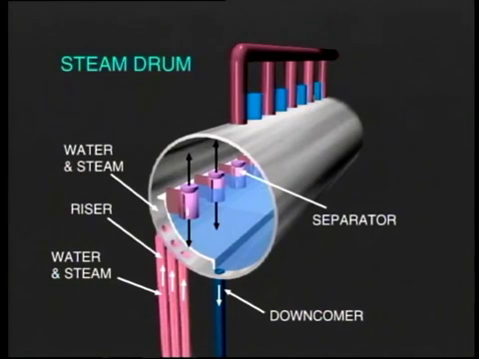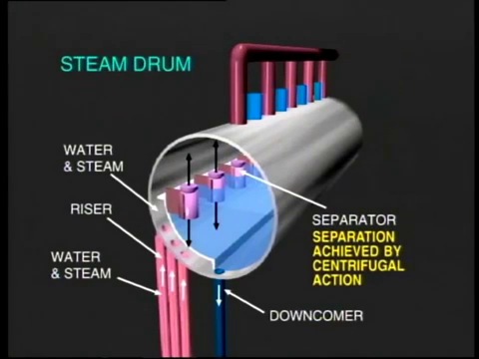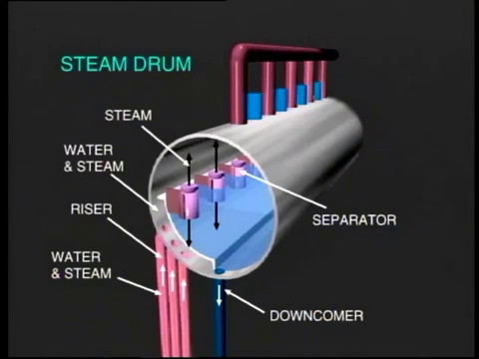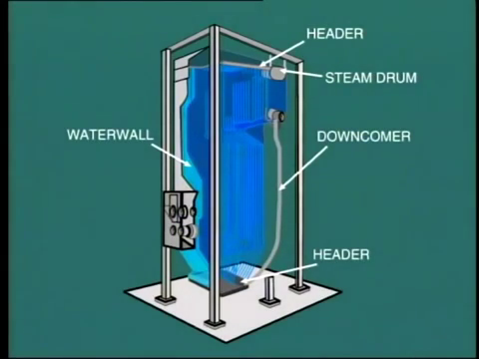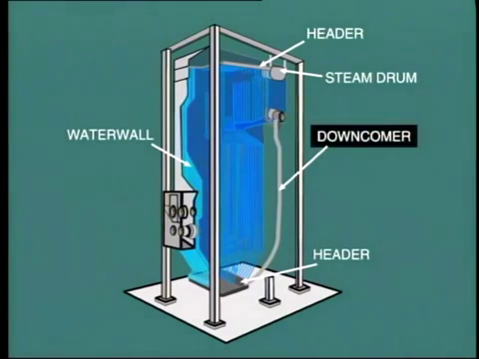Mechanical separators are located along the inside of the drum to perform this task, which is usually achieved by centrifugal action. Steam enters the upper part of the drum, while the water falls to the bottom, joining the incoming feed water. This returning water, along with the additional feed water, then goes back into circulation once again along the following path. Down the downcomer to be distributed to bottom headers.